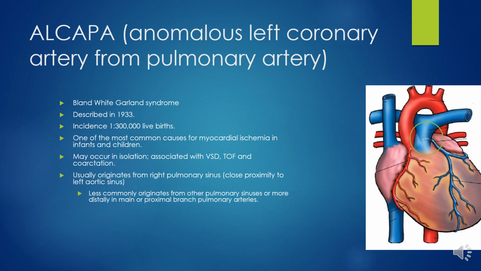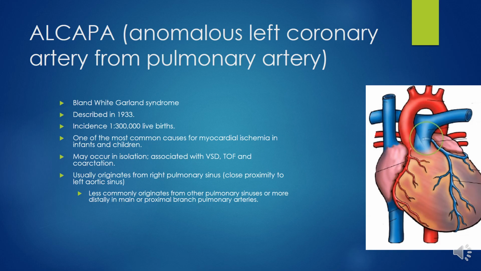ALCAPA is the most common variation of the coronary artery anomaly originating from the PA. Anomalous right coronary artery from the PA, ARCAPA, and anomalous origin of both coronary arteries are extremely rare. The incidence of this is 1 in 300,000 children, with a male dominance of 2:1.